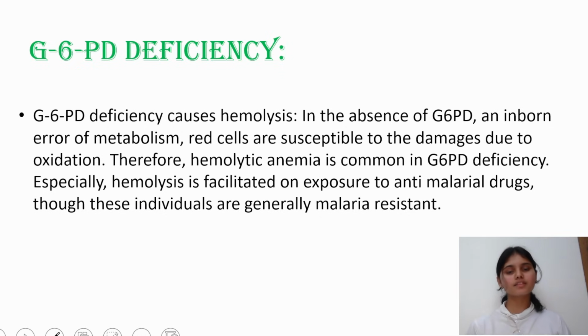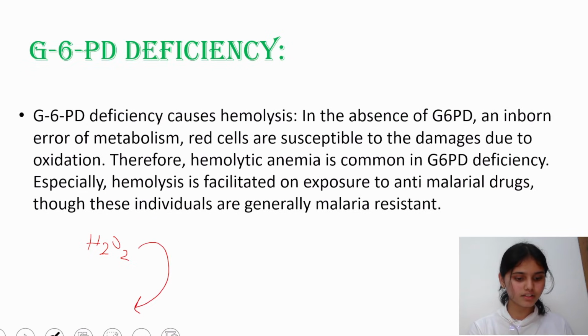Okay, now there is something called glucose 6-phosphate dehydrogenase deficiency, G6PD deficiency. G6PD deficiency causes hemolysis. Now what exactly happens? In this inborn error of metabolism, red cells are susceptible to damage due to oxidation. Hydrogen peroxide, which is the oxidative agent that causes the damage, gets converted into water and oxygen.